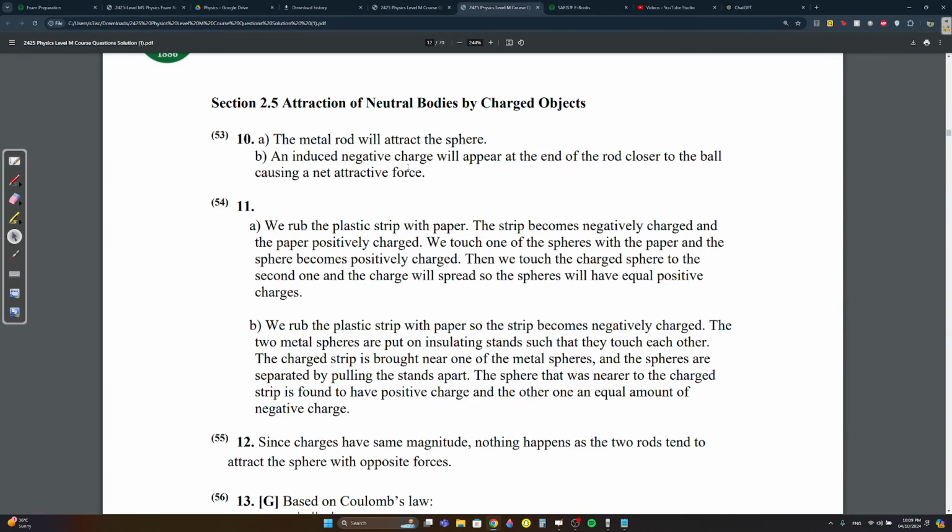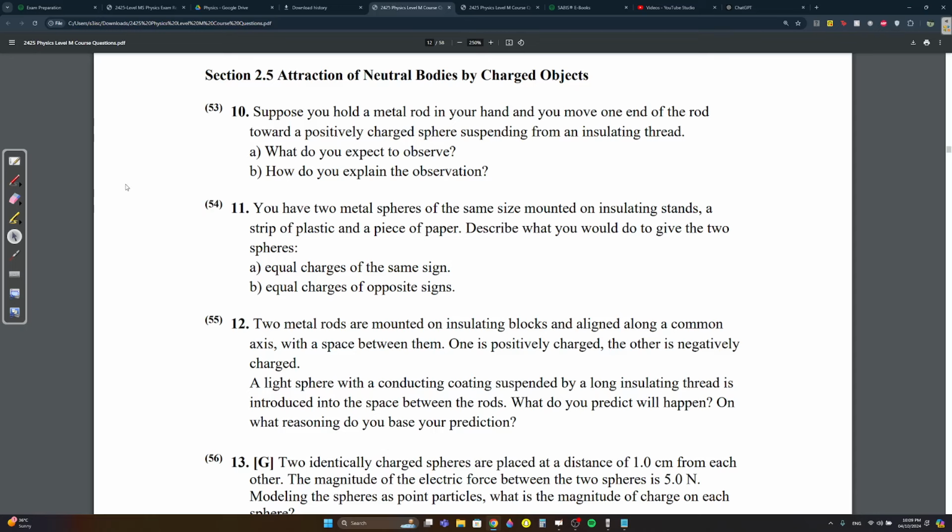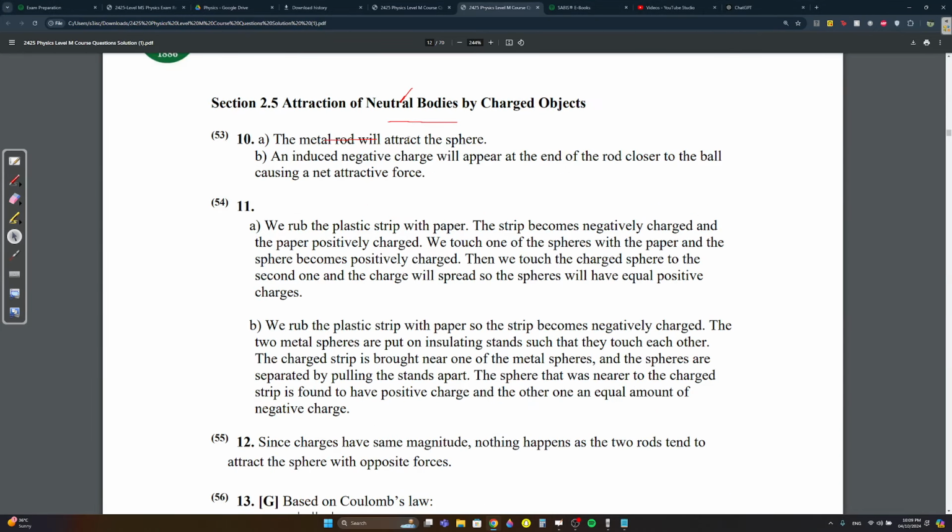Okay, apparently it's going to attract, because I think the metal rod is neutral. We have a positive sphere. Neutral and positive will attract. There's an explanation: an induced negative charge will appear at the end of the rod closer to the ball, causing a net attractive force. Yeah, okay.